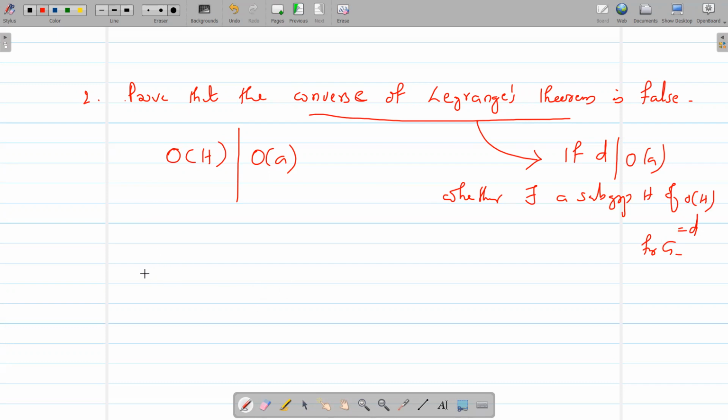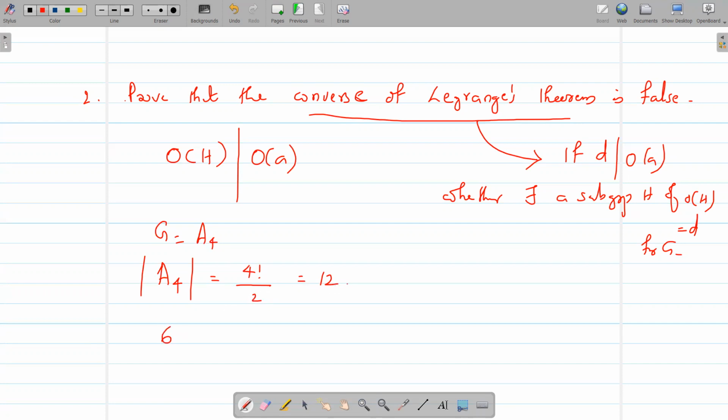See, for this we consider our alternating group A4 on 4 symbols. We know that order of A4 is equal to 4 factorial by 2. 4 factorial is 24. 24 by 2, that is 12. So take G as A4. Now, order of An is equal to n factorial by 2. So order of A4 is equal to 4 factorial by 2, that is equal to 12.